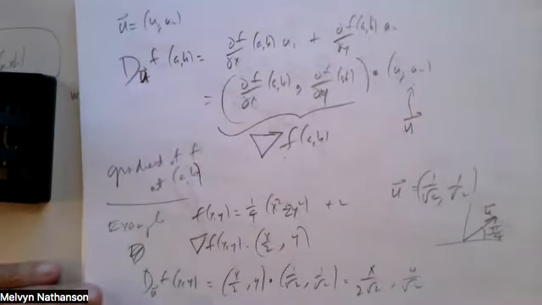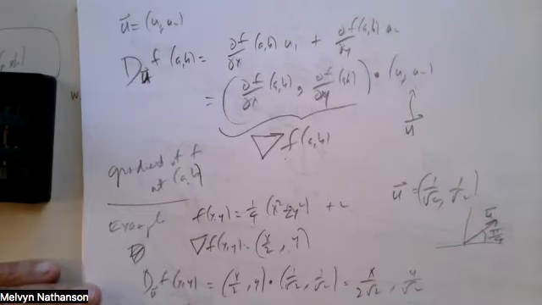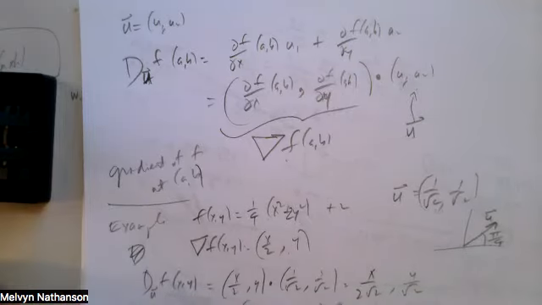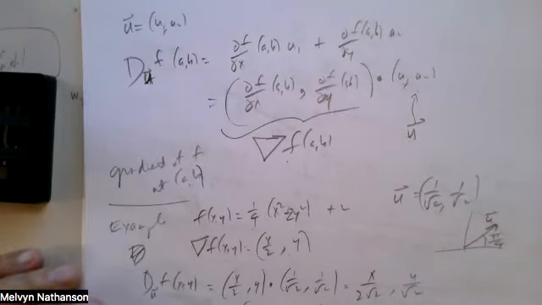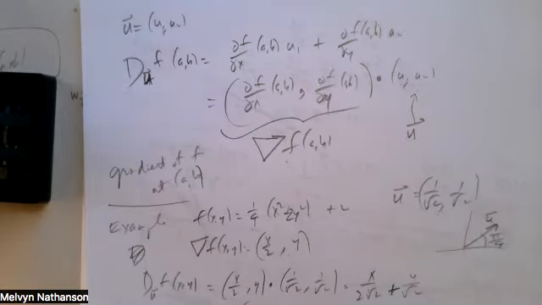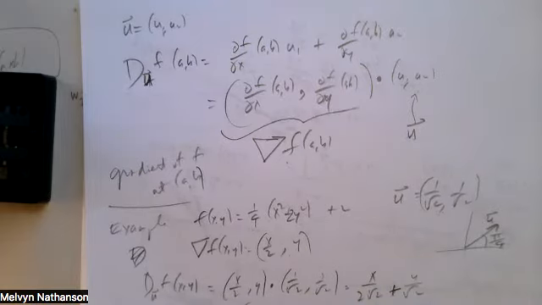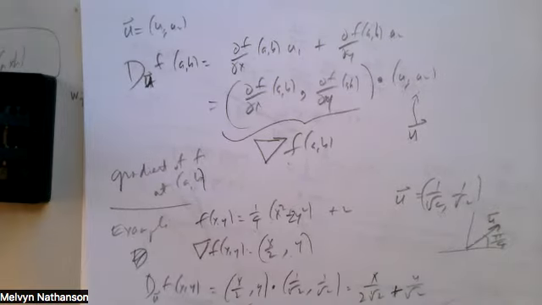And at a particular point, let's say 3 halves, 2, this is equal to 3 over 2 root 2, 2 over root 2, which if you like, you can write as 3 root 2 over 4 comma root 2, but it doesn't matter. But that's what it is. I'm sorry, dot product. It's this plus this. So this is 3 fourths root 2 plus root 2, which is 7 fourths root 2. It's a number. That's the directional derivative.